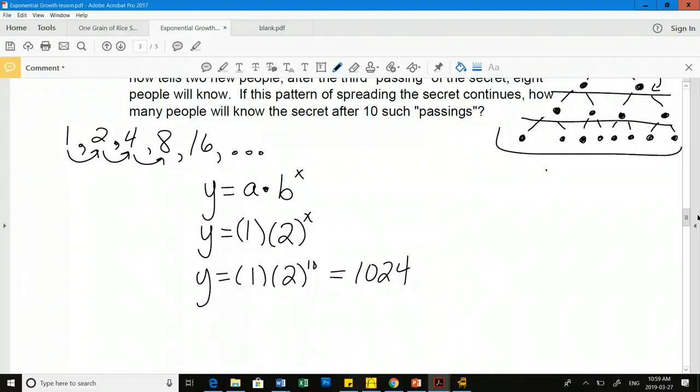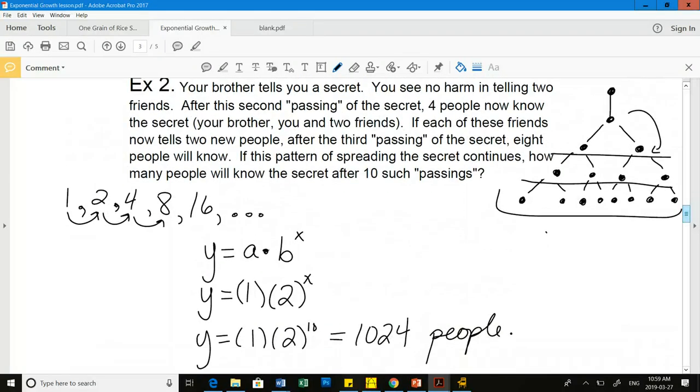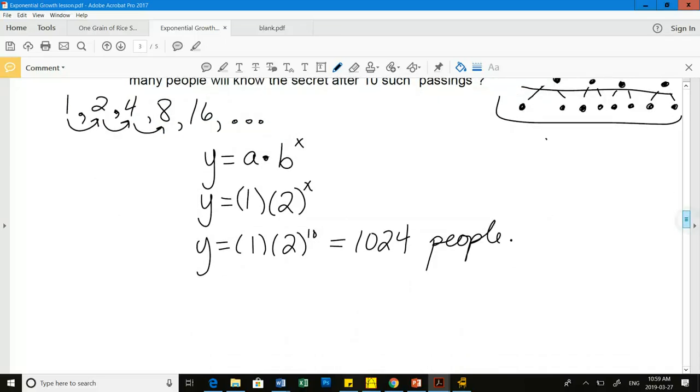1,024. That is how a whole school of people ends up finding out a secret about somebody, right? So after 10 passings, 1,024 people now know the secret. Now this isn't very many. So this person sees no harm, and then this person sees no harm, and then all of a sudden, 1,000 people know, right? That's a lot when we talk about a secret being passed. Okay, so that's what we get.